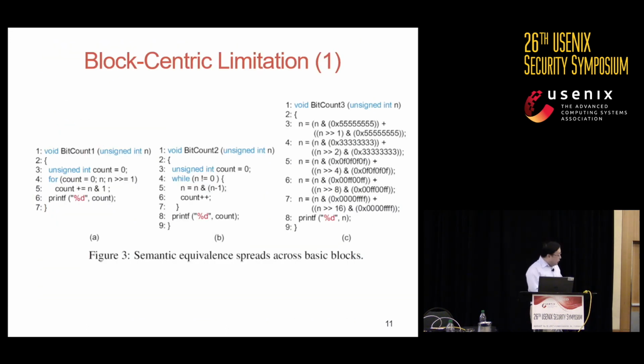Here I will show an example to demonstrate the block-centric limitation. Here is an example of three different implementations of a very simple algorithm. This algorithm counts the number of bits in an integer. There are three implementations in total. The first two implementations show different loop bodies, and the last implementation does not even have a loop body. It just uses bitwise operations. They can achieve the same goal. Of course, these three implementations are semantically the same. Given the same input, they produce the same output.